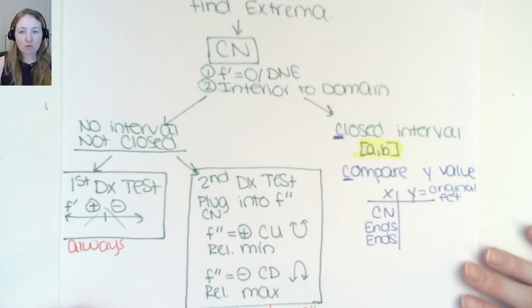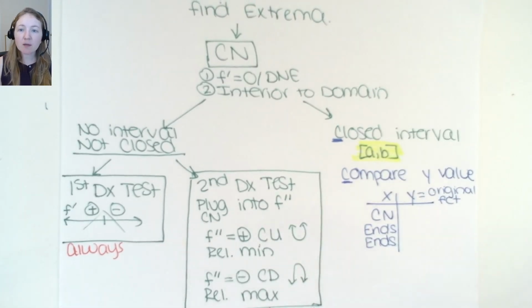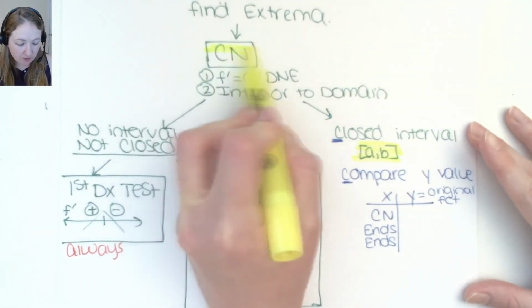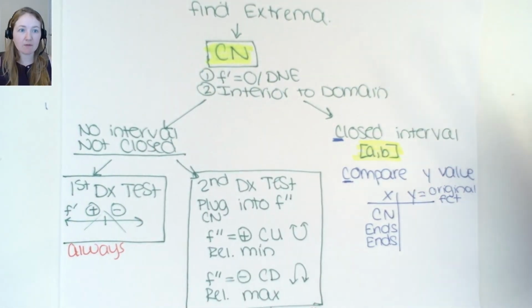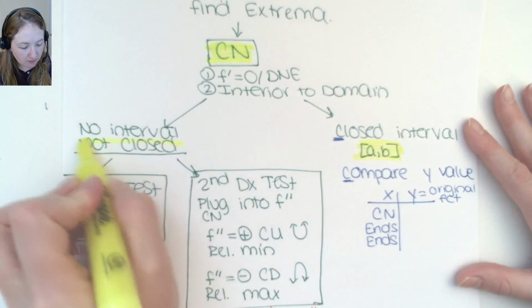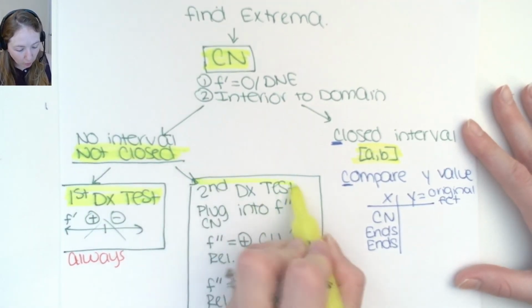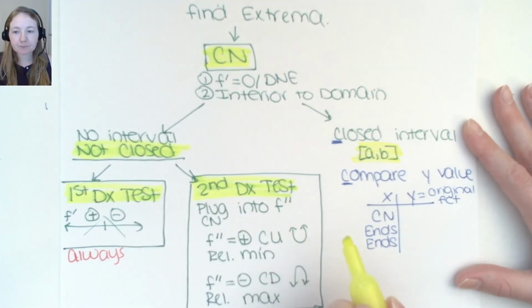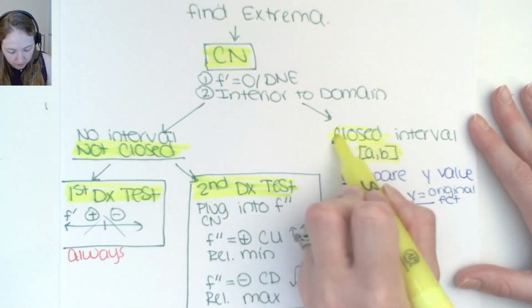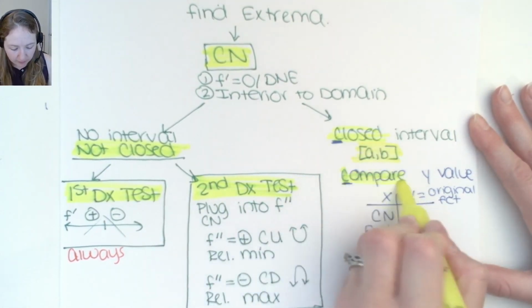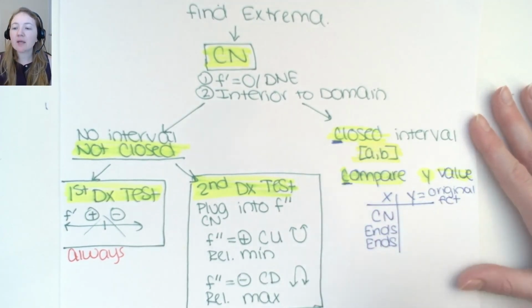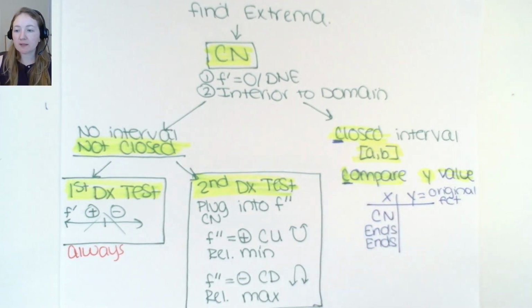So this is our overall process for finding extrema. Again, the very first step is critical numbers. Every single time, if they say find the extrema, you must find the critical numbers. Then if it's not closed, you have options: the first derivative test or the second derivative test. Meanwhile, if it is a closed interval, then you are going to compare y values. And this closed interval process is our new process in this next section.